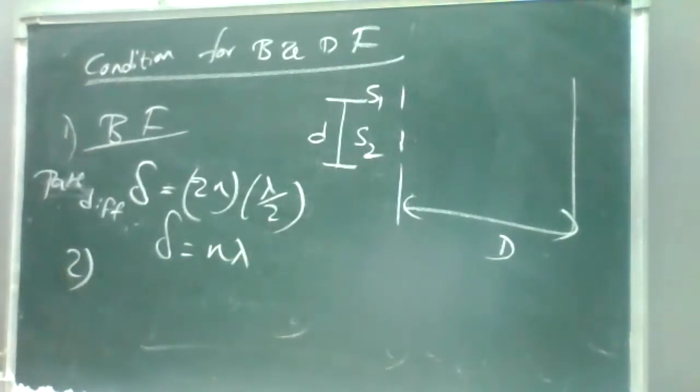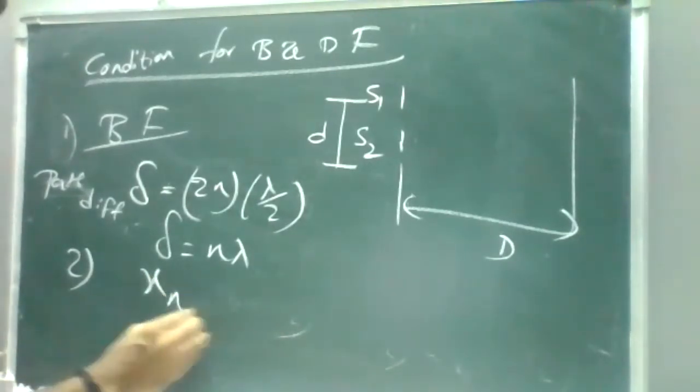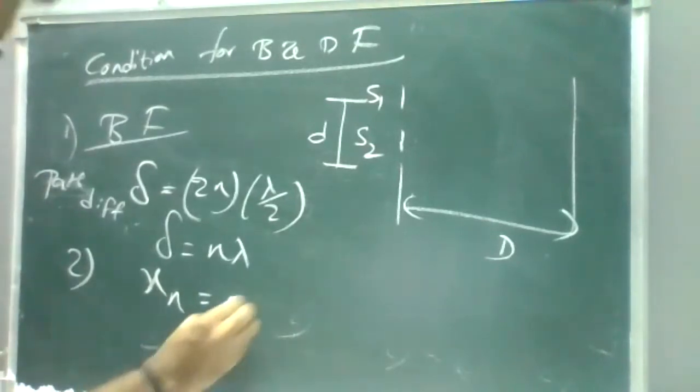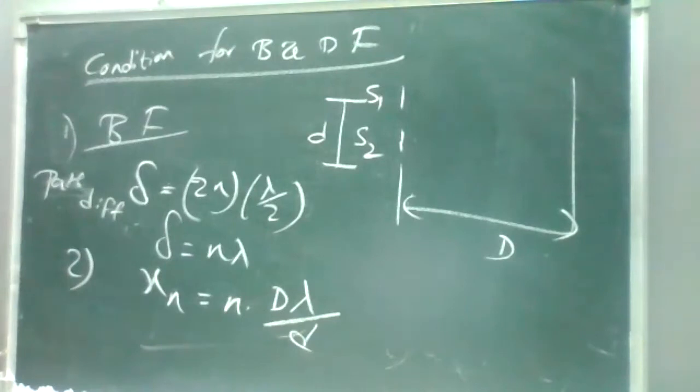Second one, the distance of the nth bright fringe from the central bright fringe. Xn is equal to n D lambda by small d. I'll repeat: the distance of the nth bright fringe from the central bright fringe, Xn, is equal to n D lambda by small d.